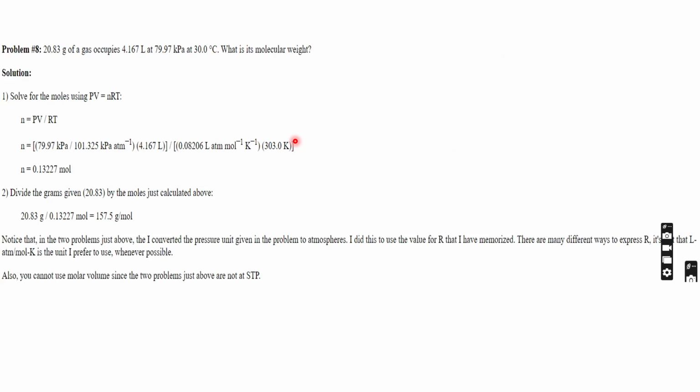Now we go to the other problem. 20.83 gram of gas occupies 4.6167 liters at 79.97 kilopascal at 30 degrees Celsius. What is the molecular weight? So here we first find the number of moles from the ideal gas equation. Then we divide the given mass by the number of moles, then we will get the molecular weight. So same as the earlier problem, we just have to substitute the values.